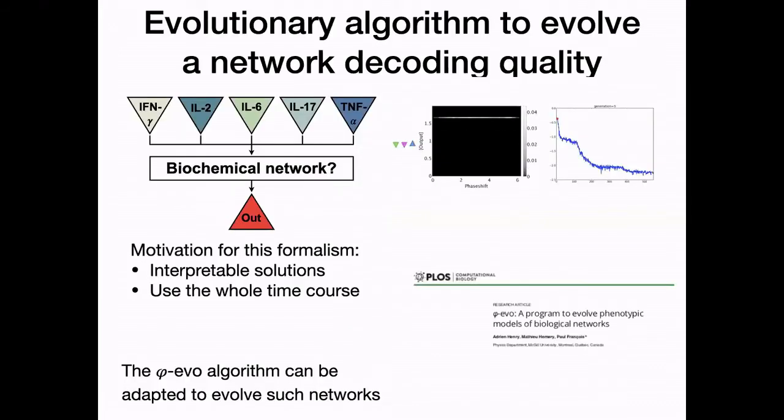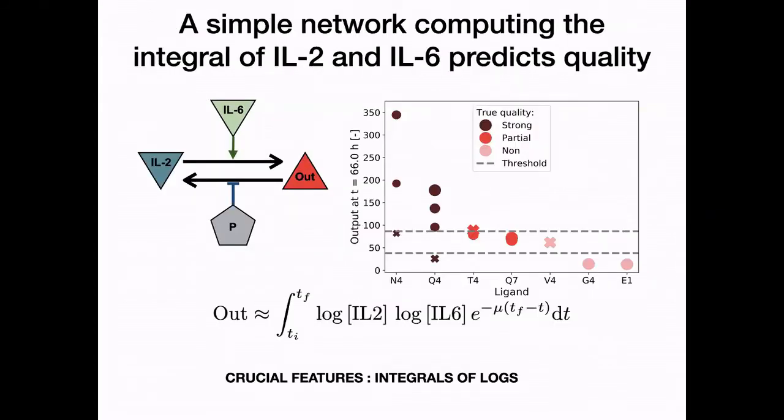To make a long story short, to identify interesting features of the data, we use an evolution algorithm to identify the most important features in the cytokine dynamics. I'm not going to go too much into the detail, but basically we can evolve a network in the computer that takes the data and tries to predict the quality in a relatively crude way, using an evolution algorithm we have developed in the past. What we identified is that an interesting feature, which is really informative of the data, is not a complicated function, but it's not completely trivial either. We consider the time course of cytokines, and then we consider the integral of the log of the cytokines. We discovered that those features are very informative.